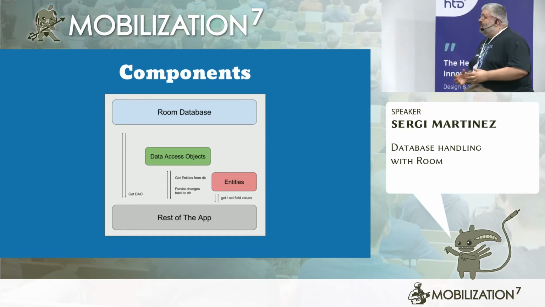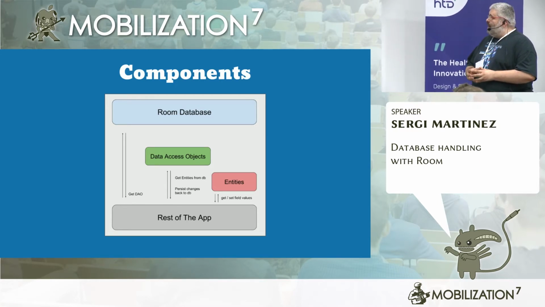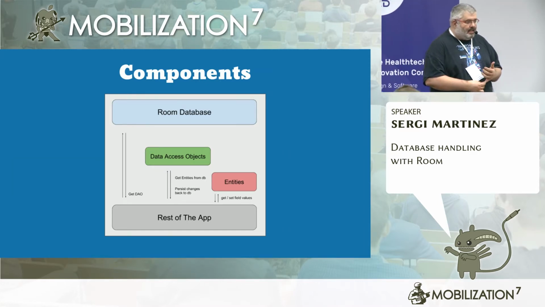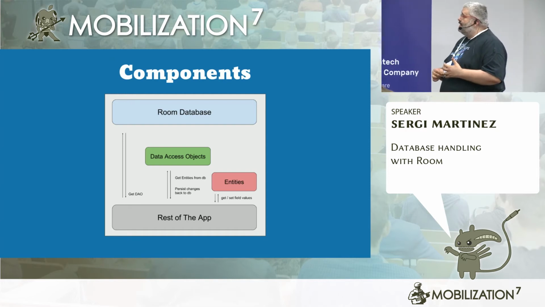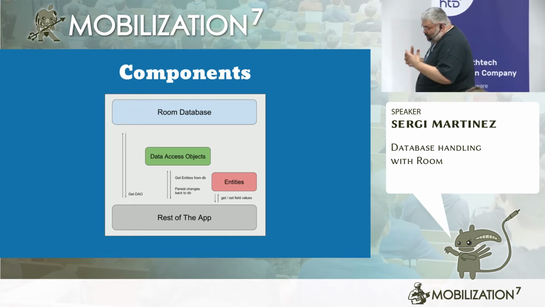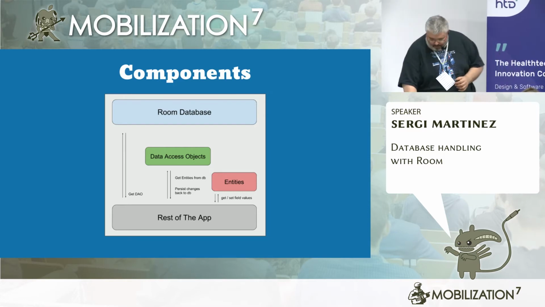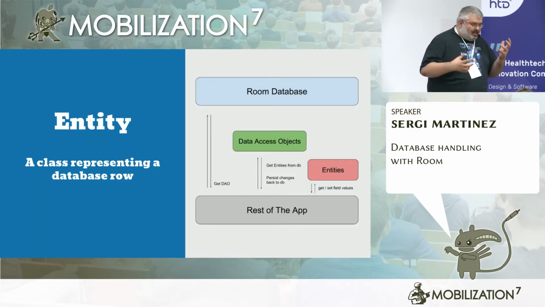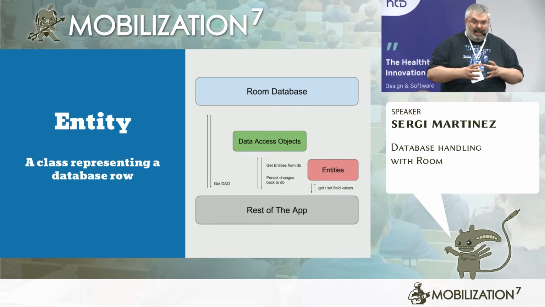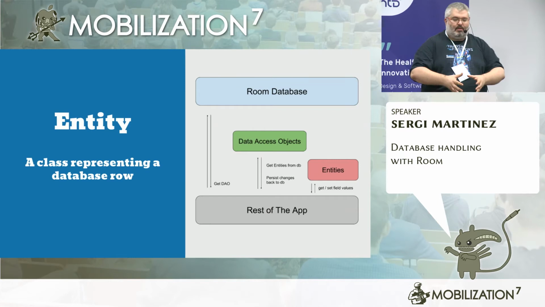This is the main idea of Room. We have an application that needs to access data, and it works with three kinds of objects. We have entities, we have data access objects, or DAOs, and we have the database, the Room database object itself. The entity is just an object that represents a row in a database. Okay, it's the typical object that you save into the database.